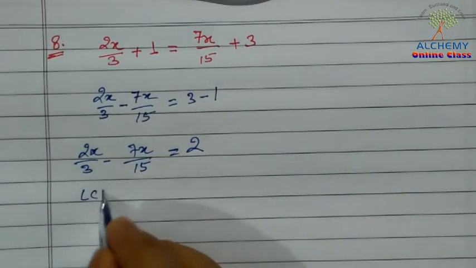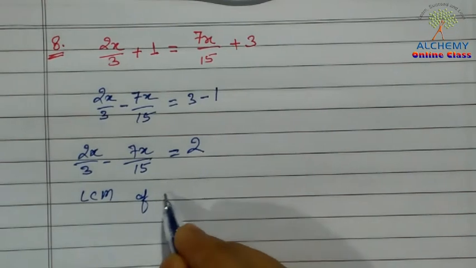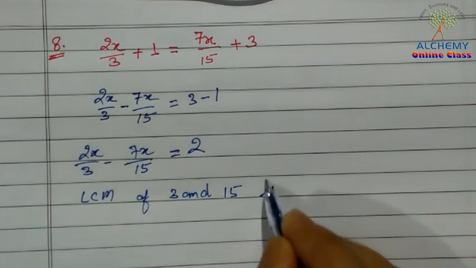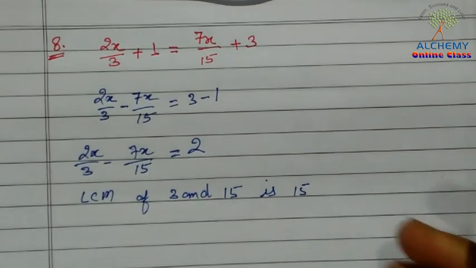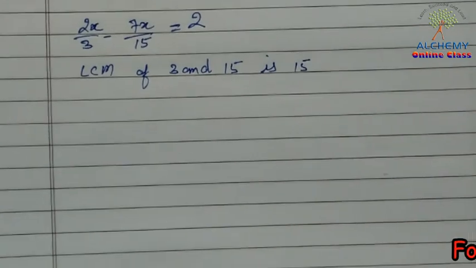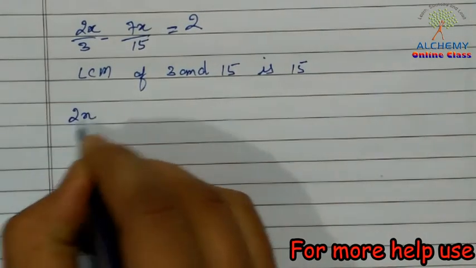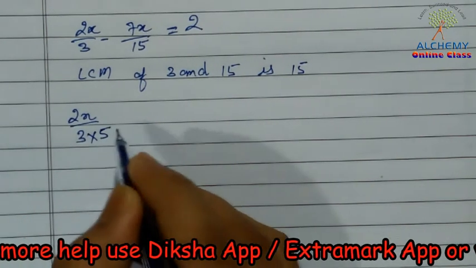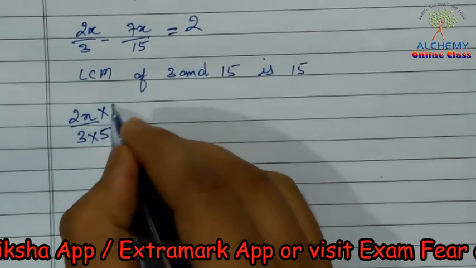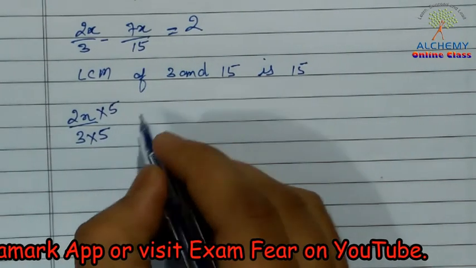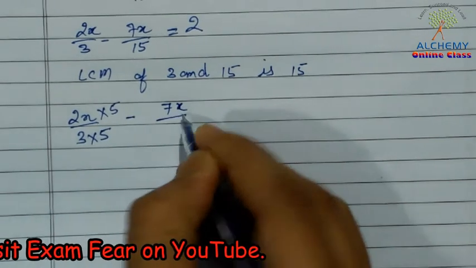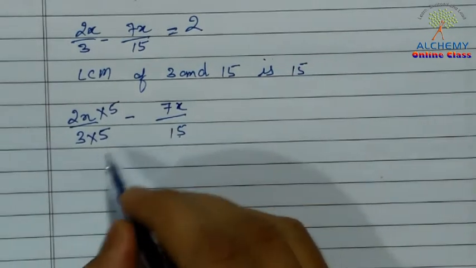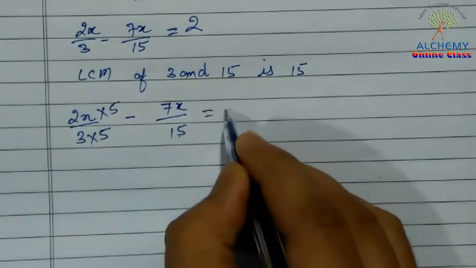Okay, so the LCM of 3 and 15 is 15. Okay, make the denominators the same. So 2x upon 3, if you want to make this 3 as 15, we have to multiply it by 5. At the same time 2x also will be multiplied by 5, minus 7x upon 15. It is already 15, so no need to multiply it by anything. Okay, so is equal to 2.